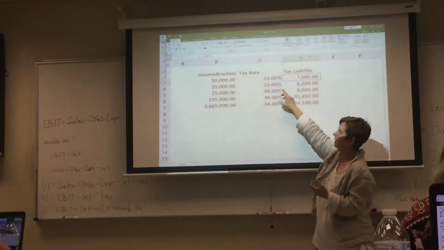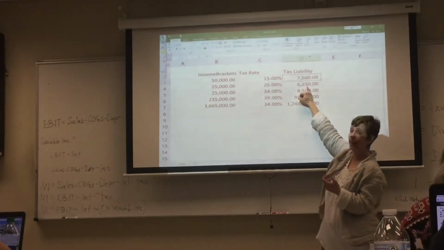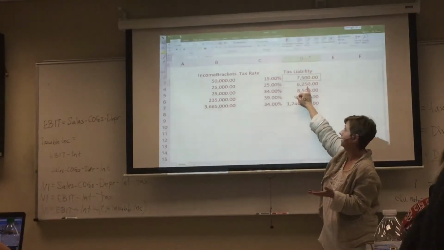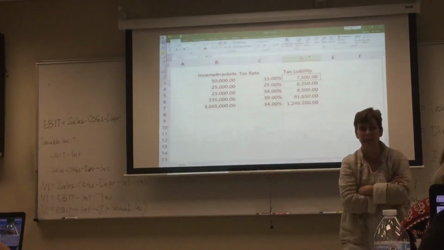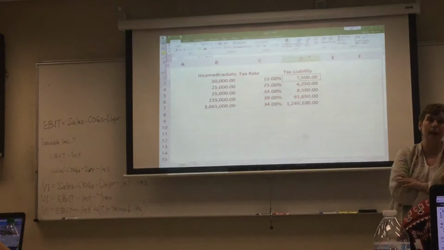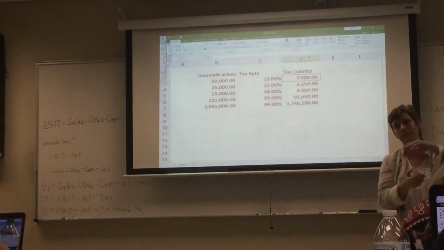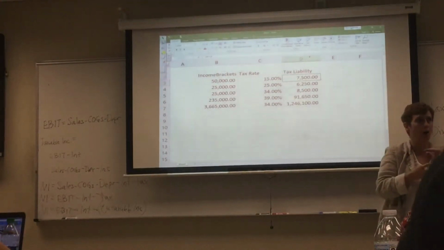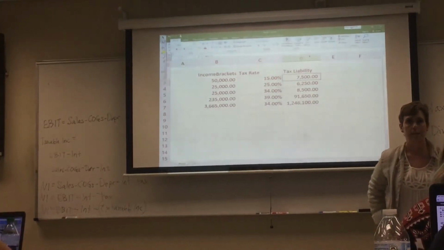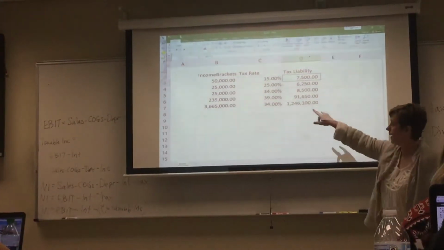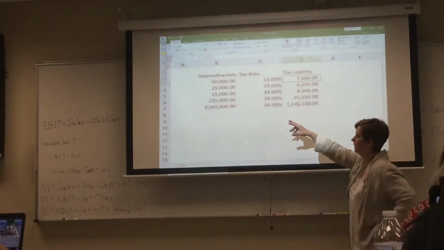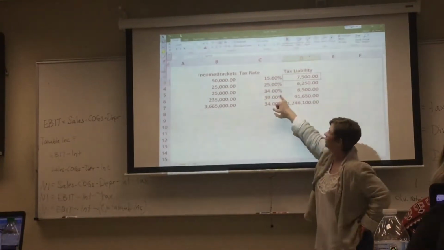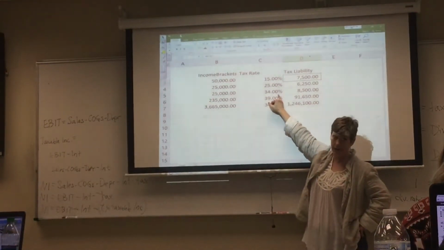So, even though it's a higher tax rate, my liability that I have to pay is actually only $6,250. It's less than my first bracket, but it's because the bracket's more narrow. It's got less money in it, all right? Then my next 25,000 is gonna be taxed at 34%. That's even a higher rate.